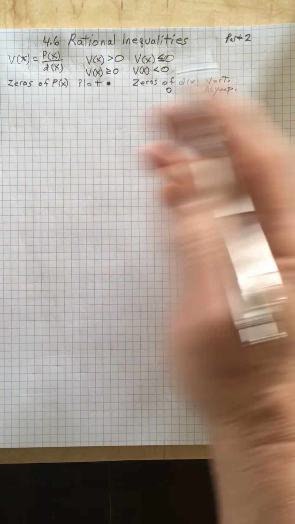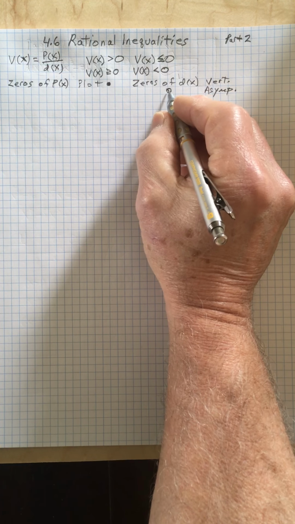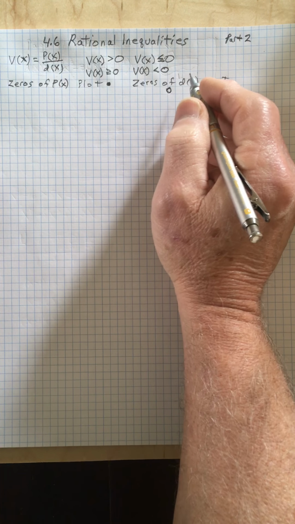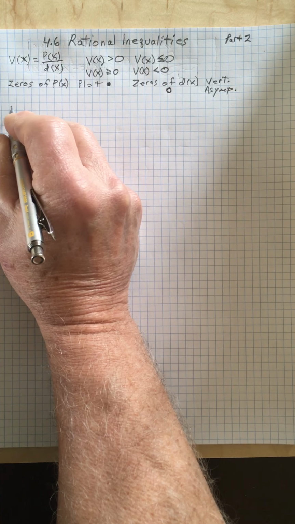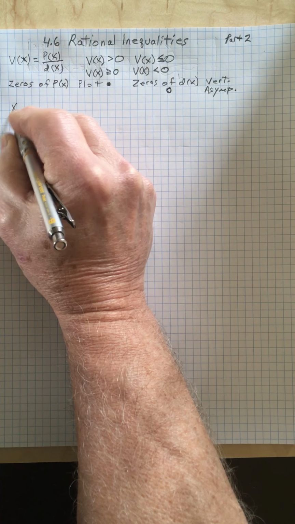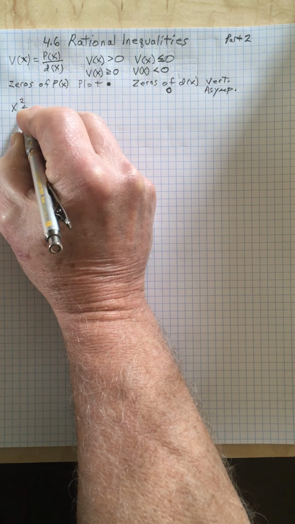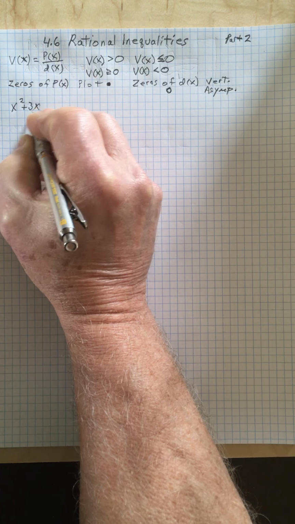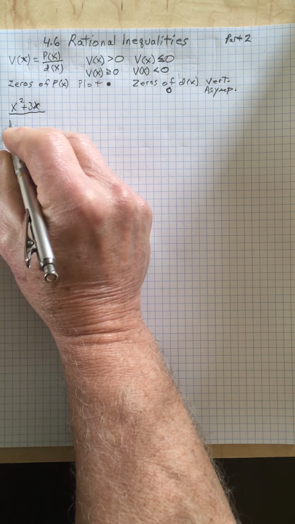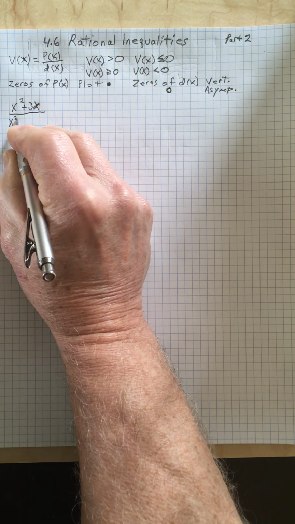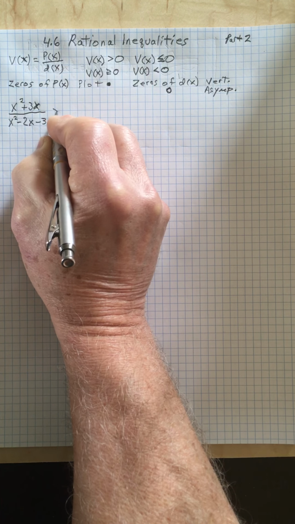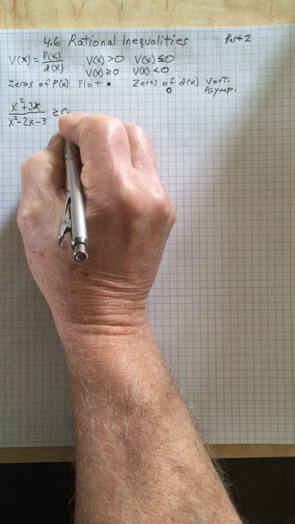All right, so that's it. Really, the rules are pretty much the same except for this. So let's try one, and then we'll do one more. So let's look at this one. So we have x squared over x squared minus 2x minus 3, and this time we've got an inequality.